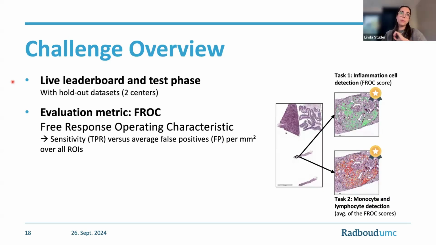Then for the evaluation metric for the leaderboard, we used the so-called free response operating characteristic. It is similar to a receiver operating curve, except that we plot the sensitivity versus the average false positives per square millimeter. And then we take the value at certain cutoff points. This has also been used in the TIGER challenge.